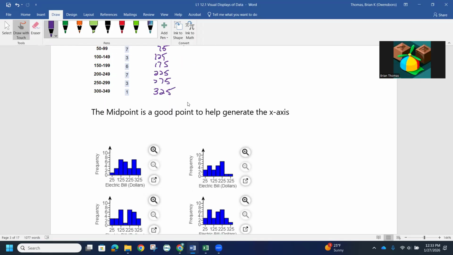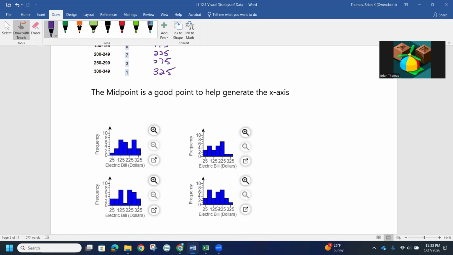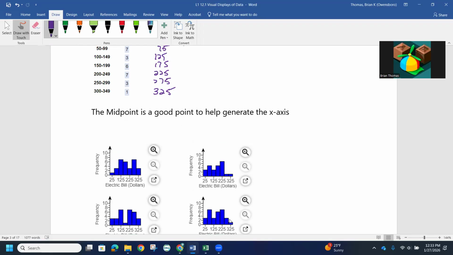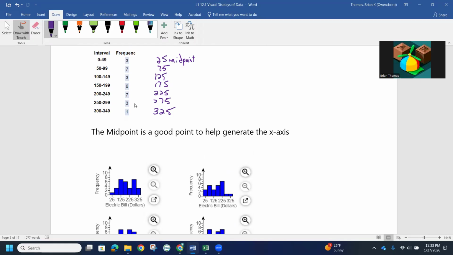So at 175, I should have a 6. So that would be the next bin. Notice it looks like it's right at 6. 225, that would be 7. And then we have the 275 looks like that's 3, and 325 is 1. So notice how the histogram, they're actually using the midpoint to create the bins.